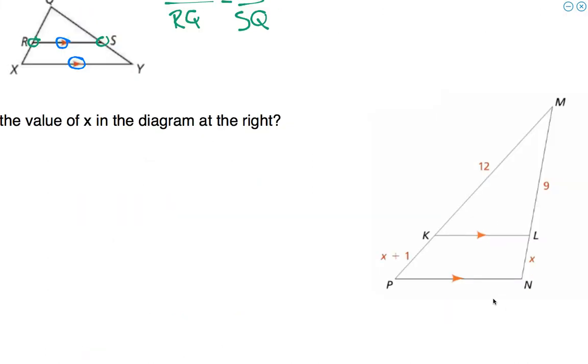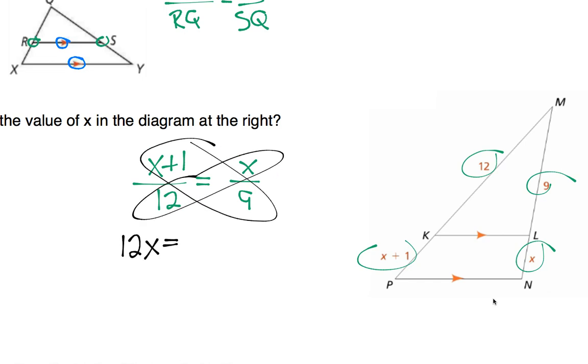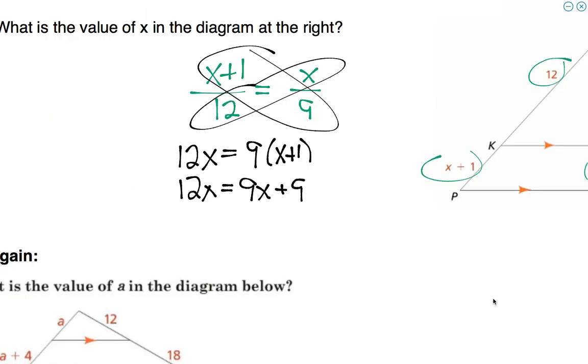So let's put that to use. So we have our parallel lines. So we have x plus 1 over 12 is going to be proportional to x over 9. So 12x equals 9 times x plus 1. Feel free to go straight into that distributive property, but take your time. 3x equals 9, x equals 3.